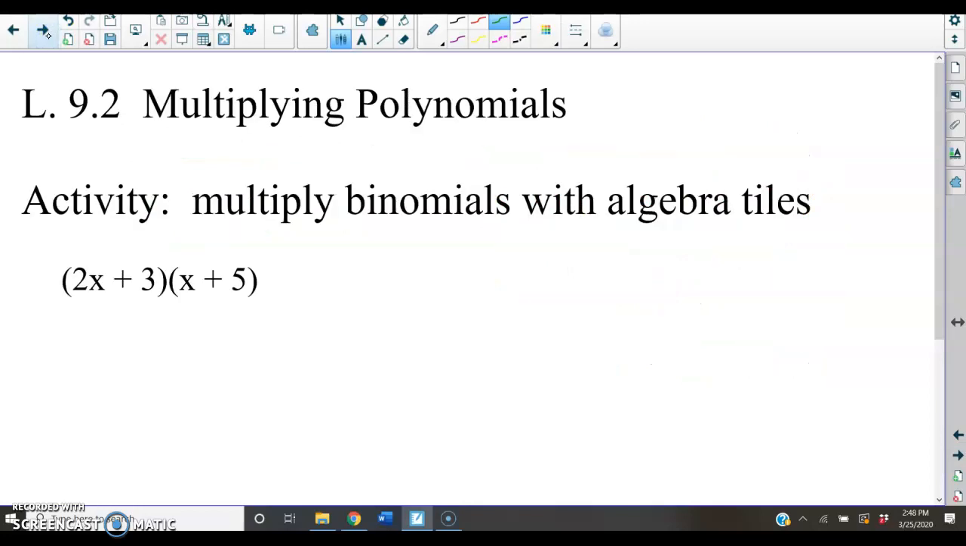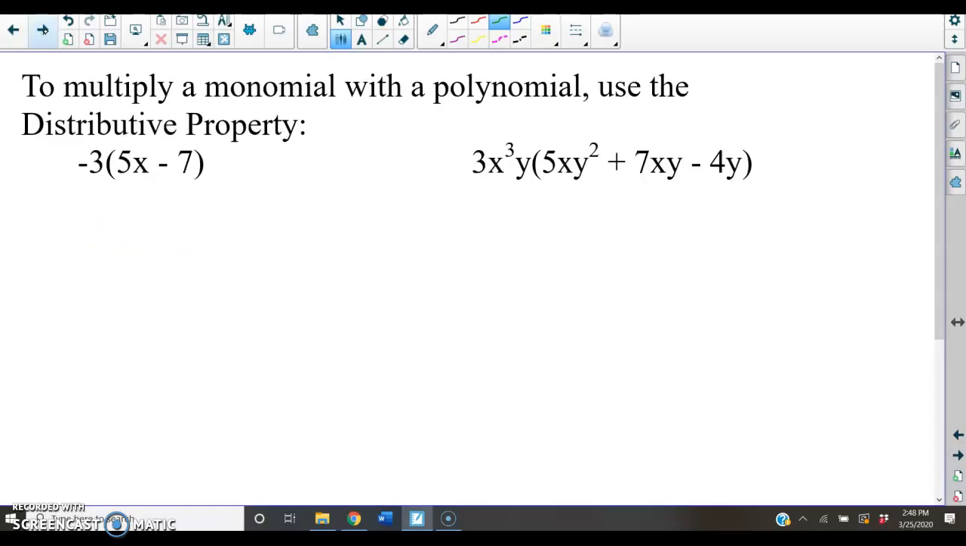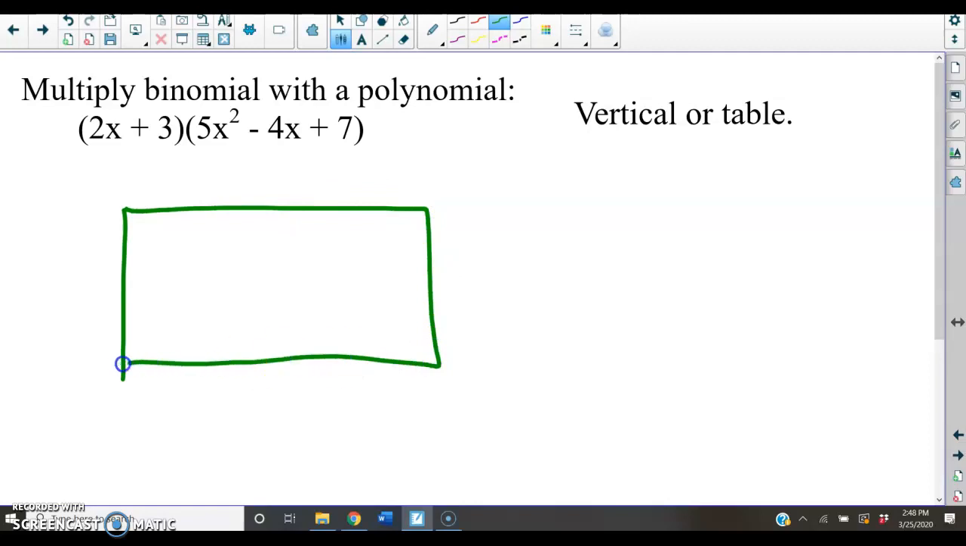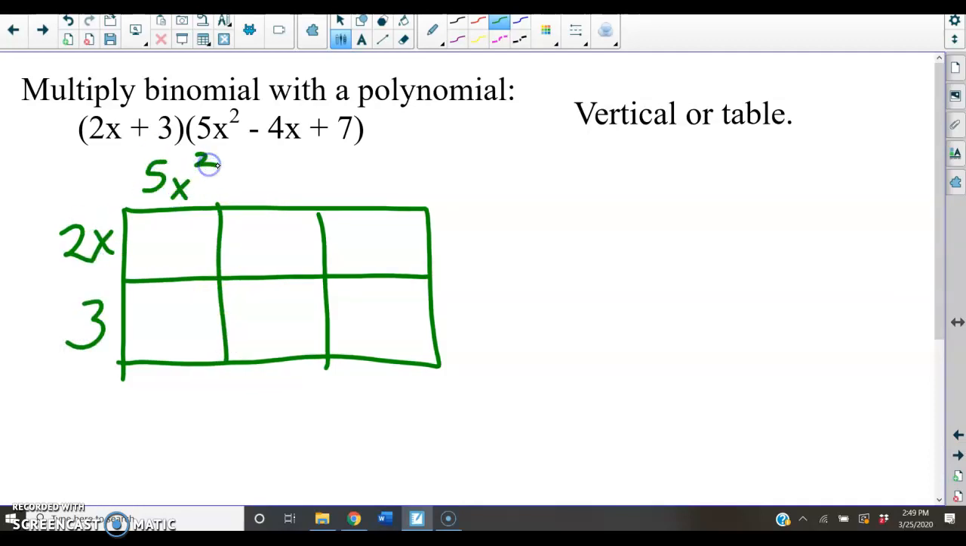But when we start multiplying polynomials, there's a close relationship to what we just did and what we're going to be doing when we multiply polynomials. I'm going to come back to this activity. But when we multiply a binomial with a polynomial, and I'm going to come back to those others, don't worry, we can do this with a table that looks a lot like our lattice multiplication, but it's not going to be a lattice. It's going to be a table.